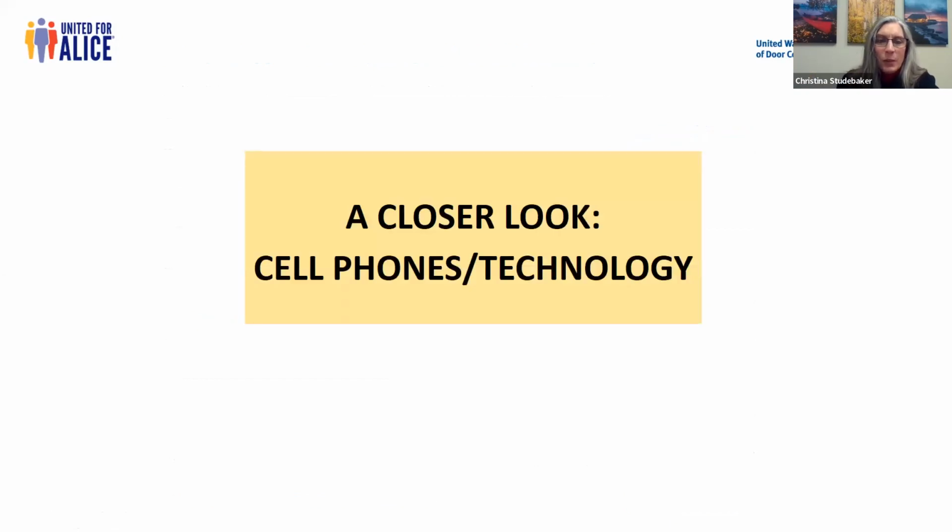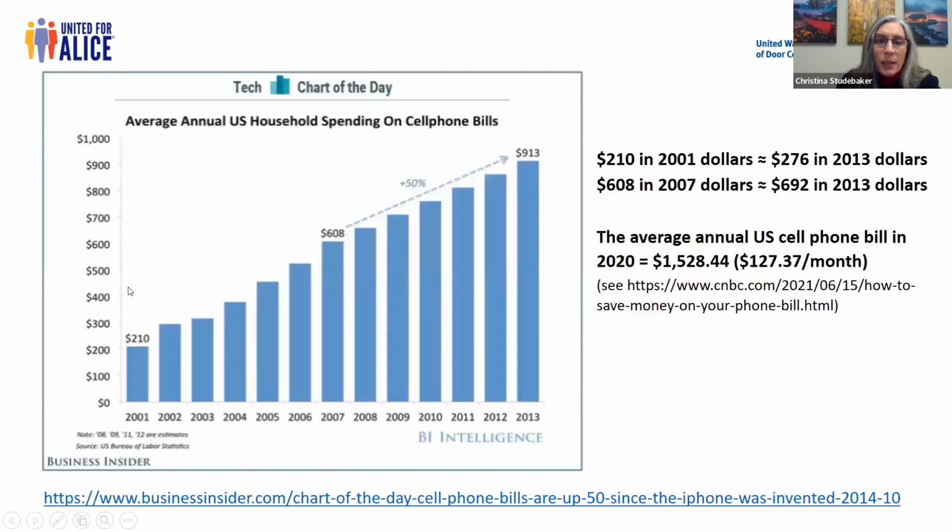Also, the other thing that we all use every day, and some of us wish that we could use less, we have our cell phones and our technology. I found some information which was really interesting on this, looking at the increased cost over time. Now, the data that I found only went up through 2013. But I also found another source. So although the average annual household spending on cell phones in 2013 was $913, in 2020, that was $1,500 a year, $127 a month.